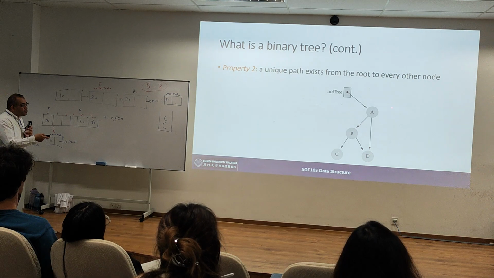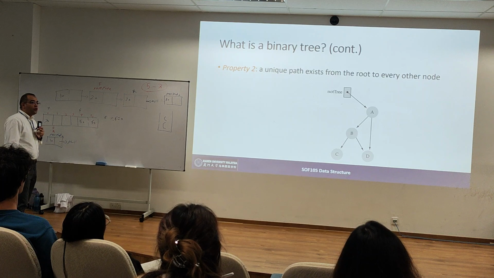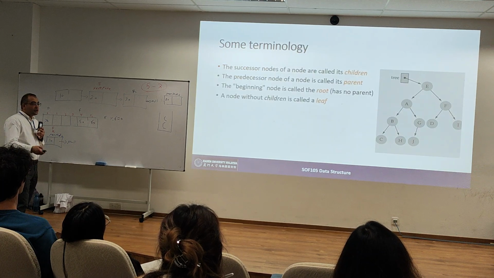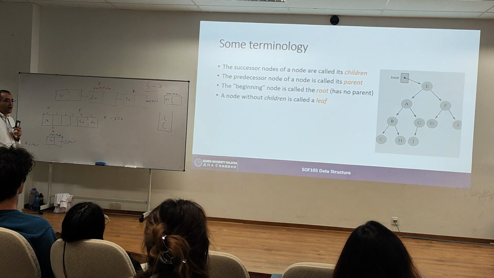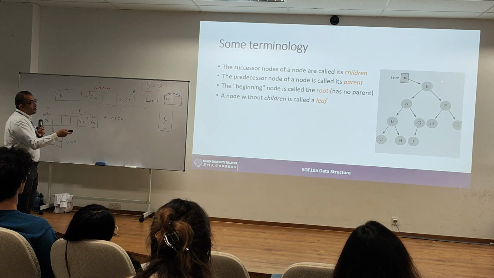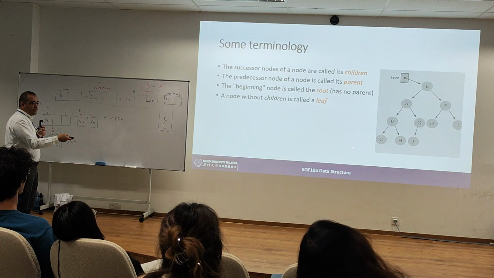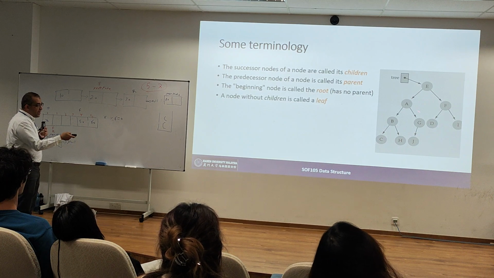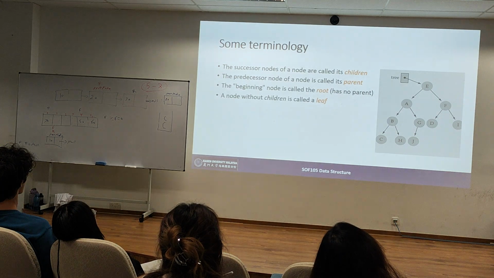Okay? So I need to have a unique path from the root to every other node. Okay or not? So is this one a binary tree? Yes. Yes. Up to 2 children. And I have a unique path. Meaning that, can I reach C? I can reach C, yes, from this path. Can I reach it from any other path? No. And I need to do this for every other node in the binary tree. Okay? This clear?